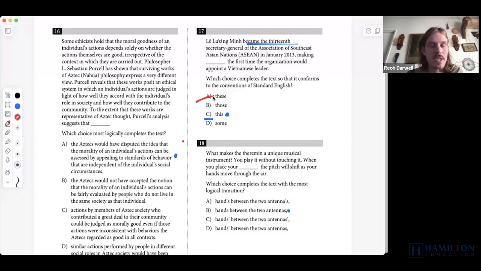Both, so these is plural, would have to go to something plural. Those would have to go to something plural as well. And finally, some just also doesn't really make any sense, would be referring to something plural. So our only singular option here is C, this, which is correct because, again, we're referring to the event or the time, basically, that this person became the Secretary General of the ASEAN.